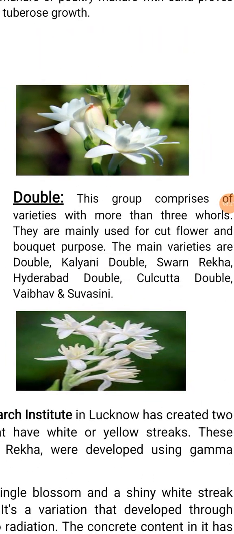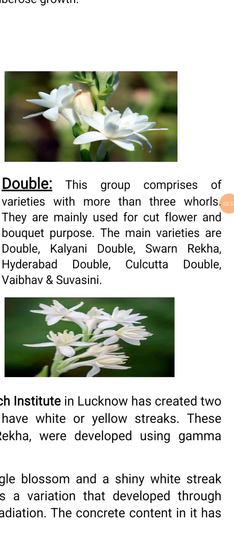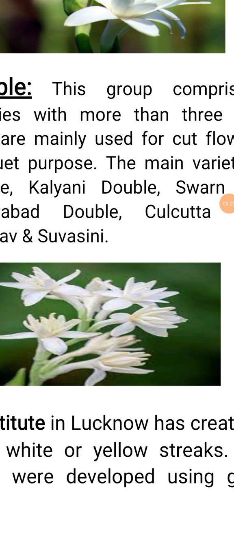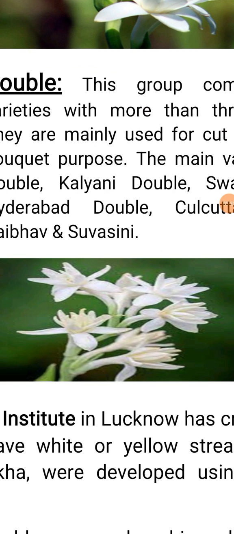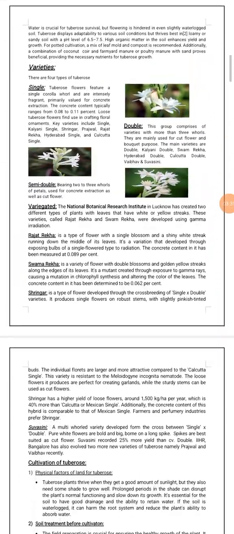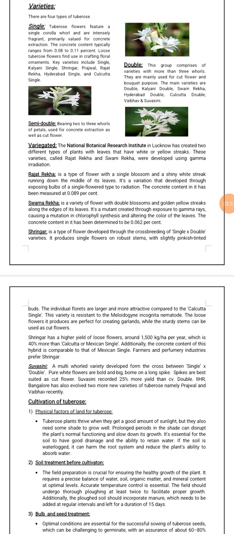Now we will move towards the double. This group comprises varieties with more than three whorls. These will be called double. And here is the form. It is seen from the picture that it contains at least three whorls of petals. Now here is the semi-double.